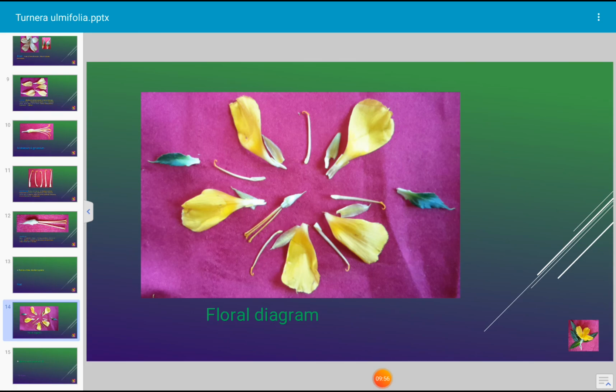In the floral diagram we have shown 2 bracts, a pair of bracts is shown. 5 calyx lobes are shown, and the corolla petals are shown. There are 5 petals, and 5 stamens are shown here, but the stamens are attached to the petals. Okay, this is the incomplete diagram. For the floral diagram you have to follow the book, because this is an incomplete diagram.